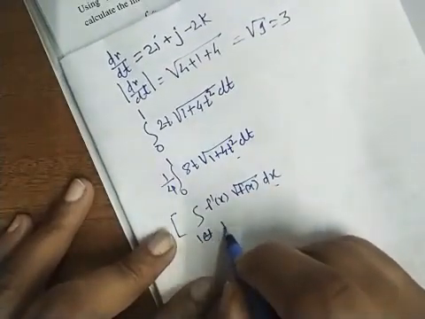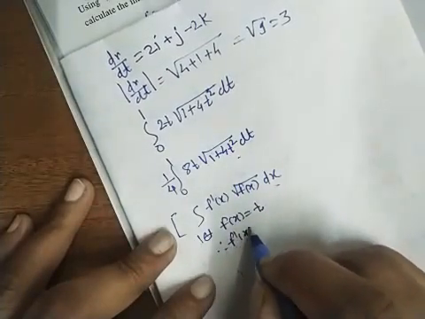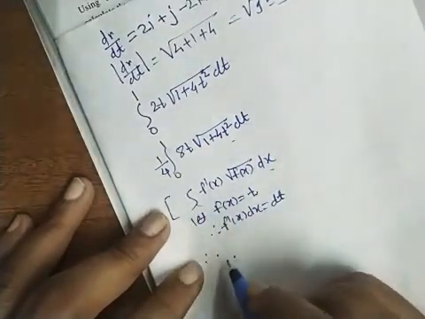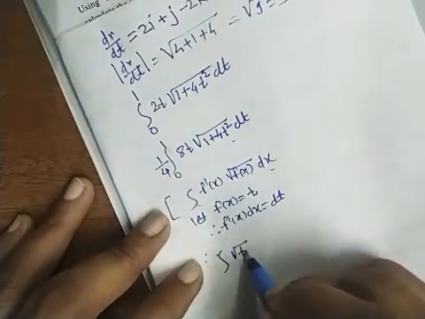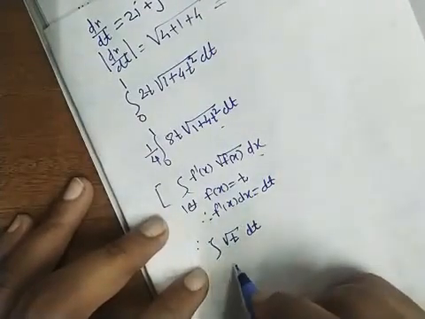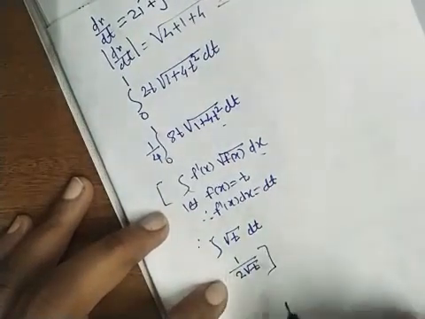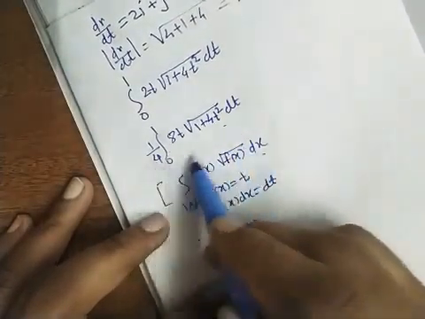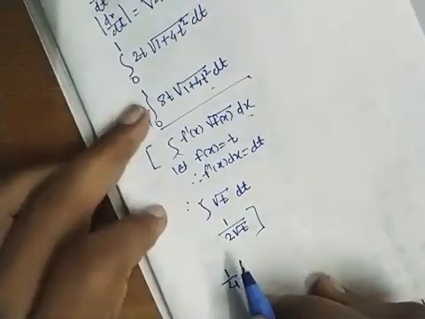So let us put f of x equal to t. Therefore f dash of x dx will be dt. Therefore the integral becomes the integration of root t dt. What is the integration of root t? It is 1 upon 2 root t, right? So using this, we can write for this the 1 upon 4 as it is.